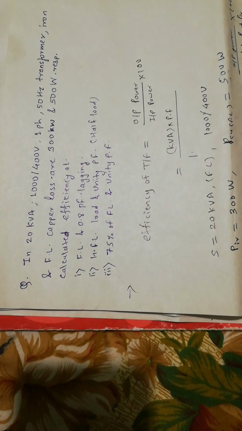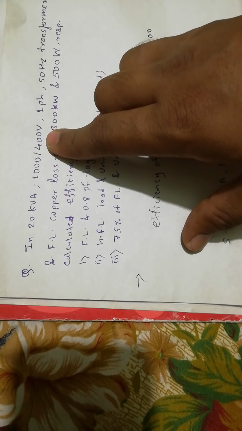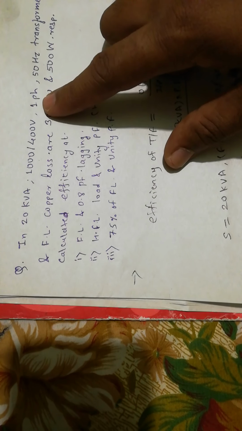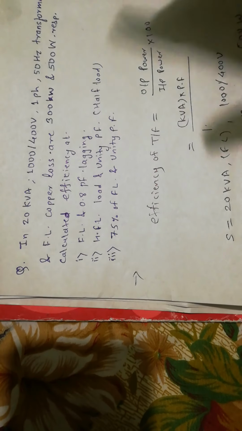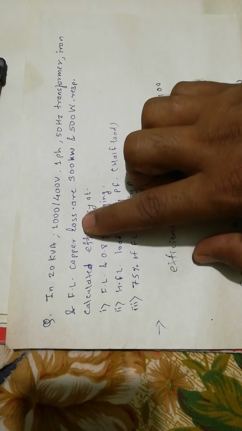See the given problem, our transformer is a 20 kVA transformer and it is a step down transformer. The primary voltage is 1000 volt and the secondary voltage is 400 volt. It is a 50 hertz, single phase transformer. For the given transformer, the iron losses are 300 watt and the full load copper loss is 500 watt.